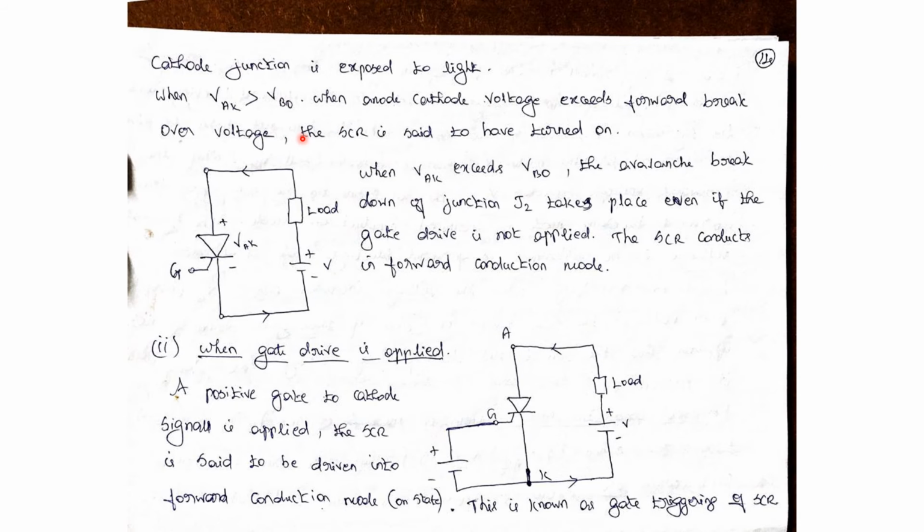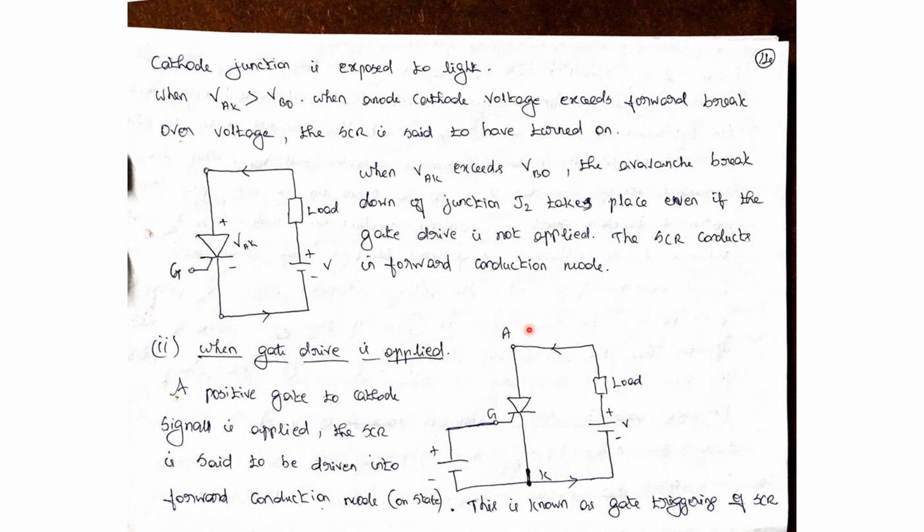The first one is when VAK, anode cathode voltage, is greater than breakover voltage, SCR will be turned on. For that, the connections are made as shown in the figure. This is gate, this is anode, this side plus, this is cathode. Load is also connected. It is connected with the positive terminal of the voltage source. So slowly we need to increase the voltage. If the anode cathode voltage is greater than breakover voltage, then SCR will be turned on.